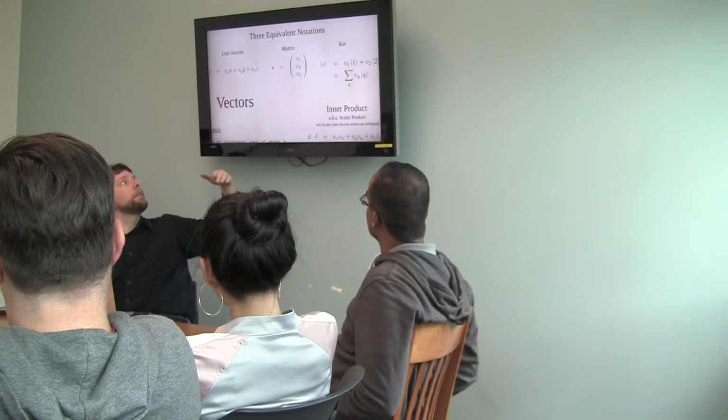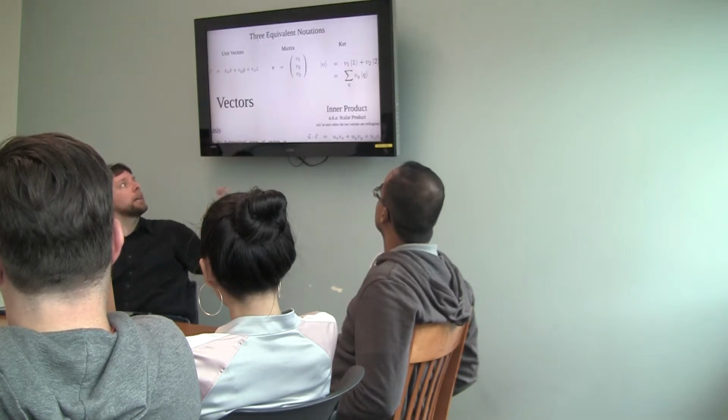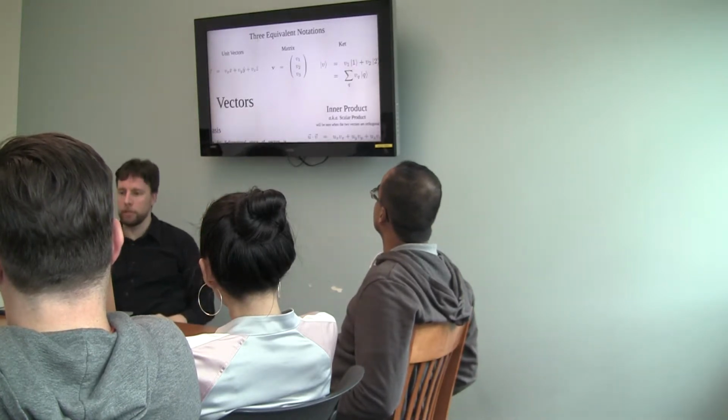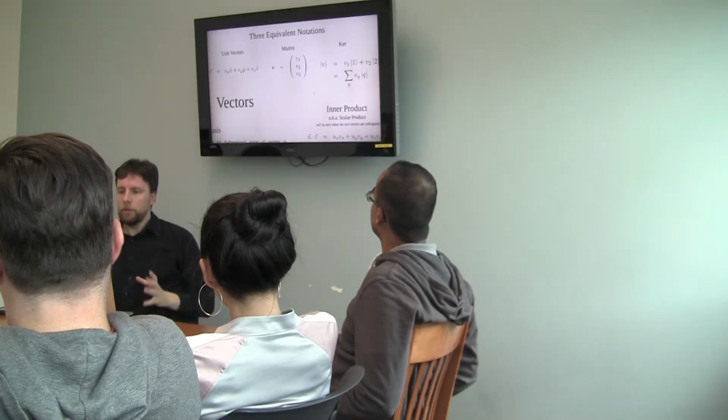We just have to understand that the first row is for X, the second row is for Y, and the third row is for Z. Those are the two most intuitive ways.